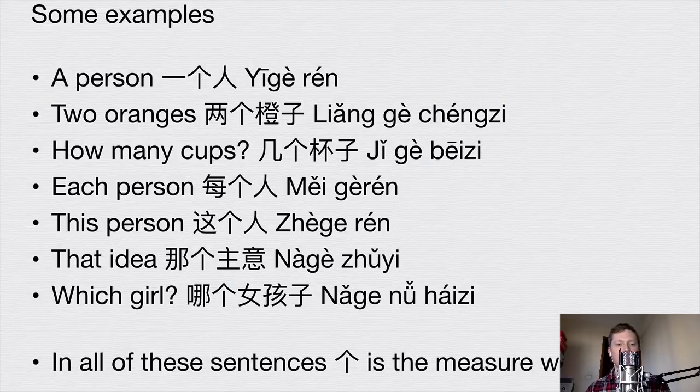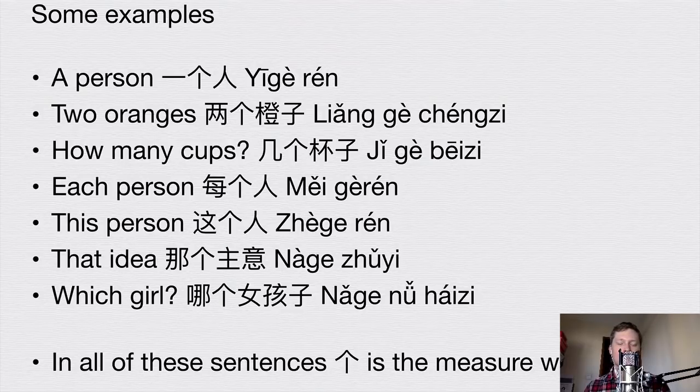每个人, each person. 每 is each or every. 个 is the measure word, and 人 is person or people. 这个人 is this person, so in this case it's this plus the measure word plus the word for person or people. Another example, 那个主意, that idea.